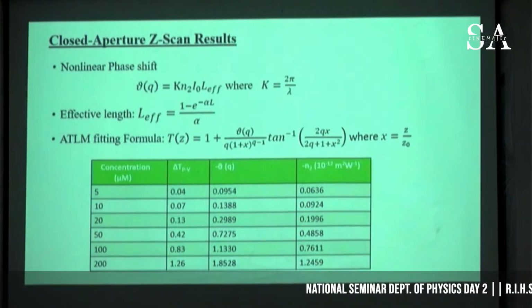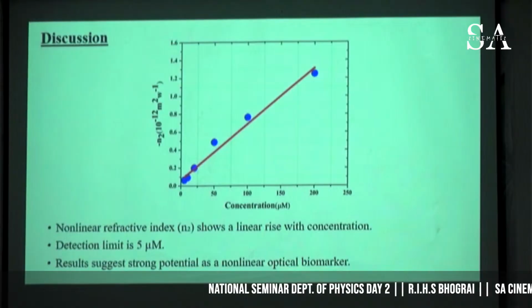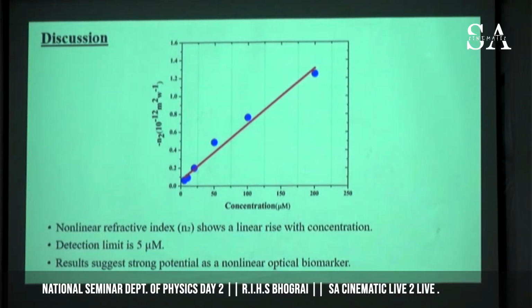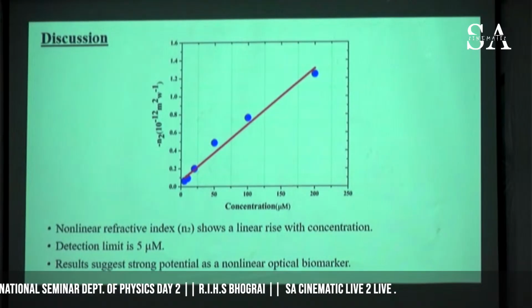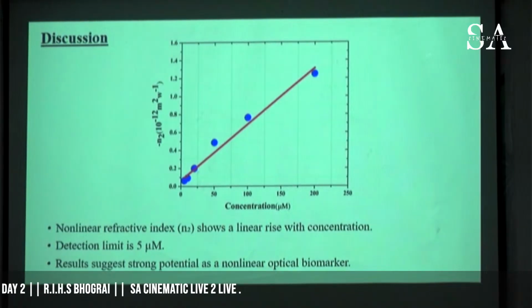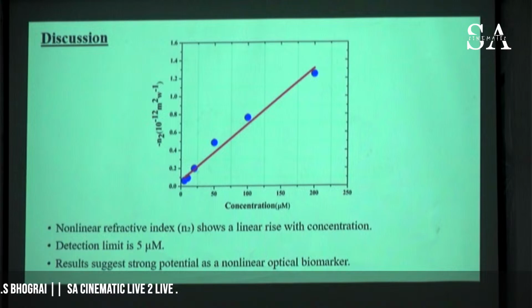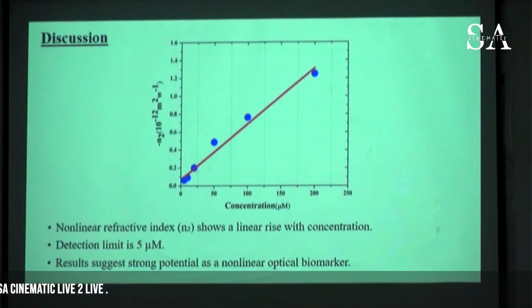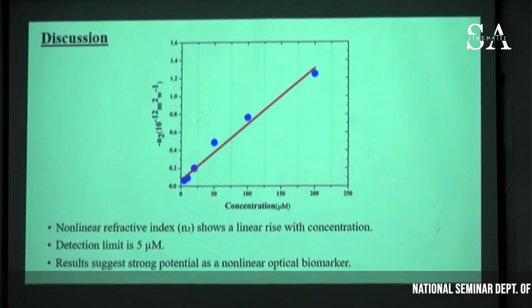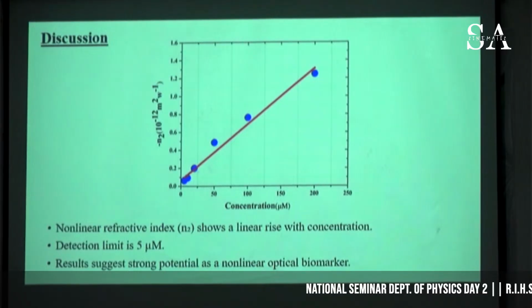Next one. This is the n2 versus concentration graph. Using this, if we have a sample, we can use the experiment to determine the value, and the corresponding concentration can be determined. From this graph, it is observed that even at very low concentration, we can detect the value. That is the advantage of this technique.